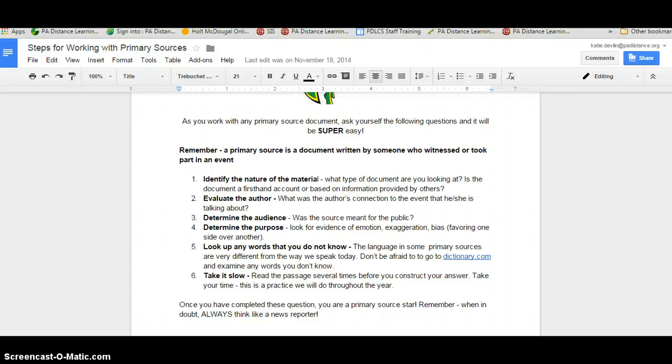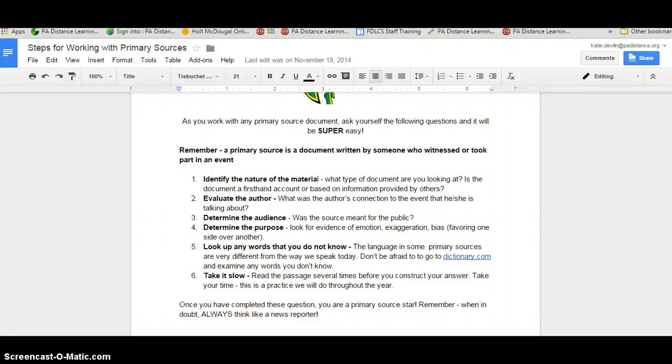Step 2 is to evaluate the author. What was the author's connection to the event that he or she is talking about? Once you've looked at that, what I'd like you to do is determine why it's important that we know the author as well. Our next step is to determine the audience. Was the source meant for the public? Or are we reading something like a diary? That's very important to consider here. So make sure you're giving that regard.